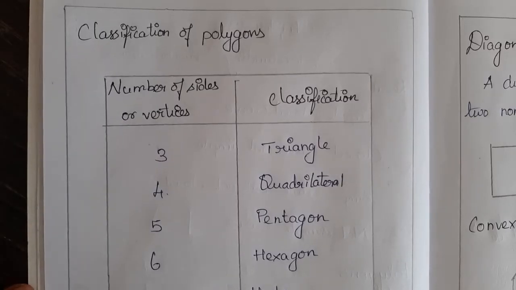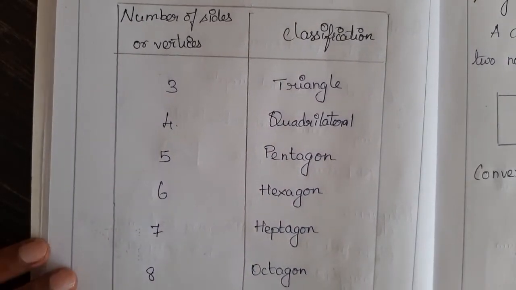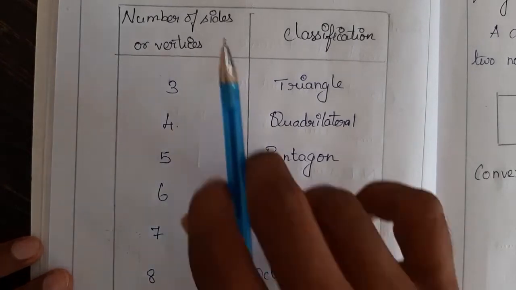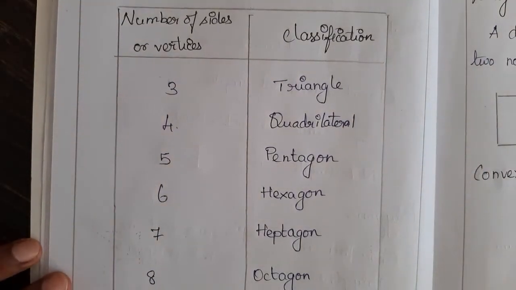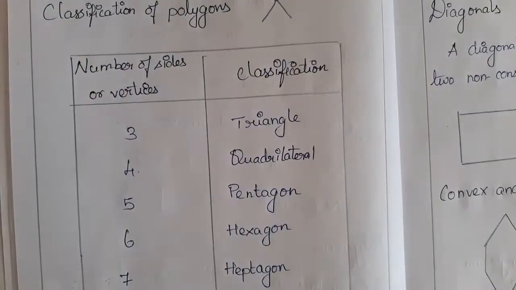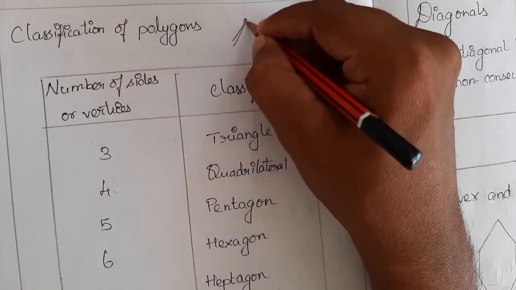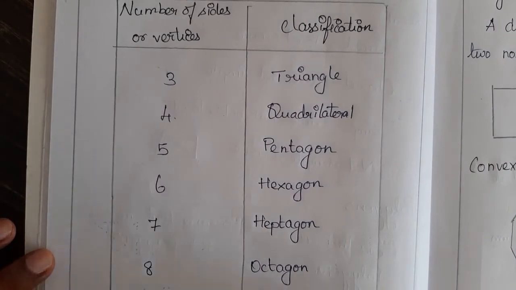Next, classification of polygons. We classify polygons based on the number of sides, or the sides can even be called vertices. The vertices means the point where two lines meet. This is called a vertex, and this straight line we call a side. So with that we can classify the polygon.